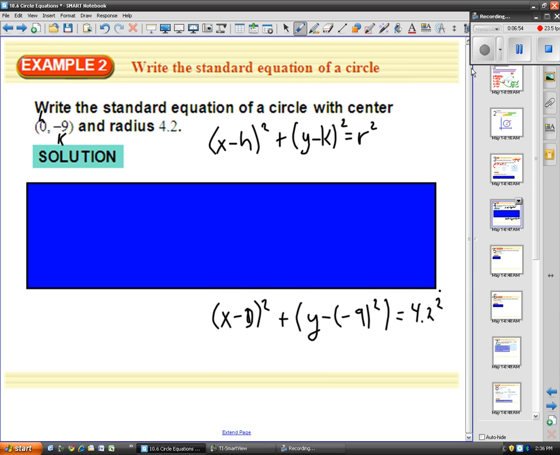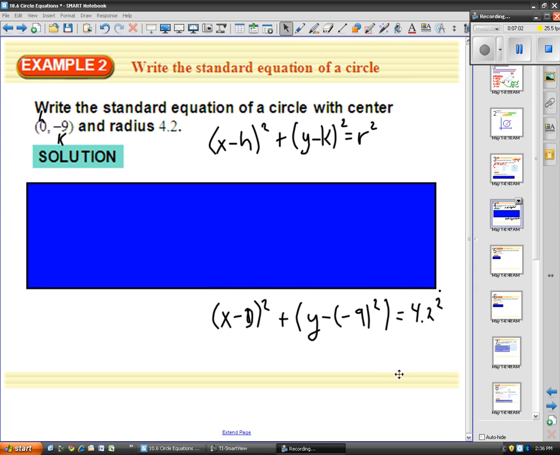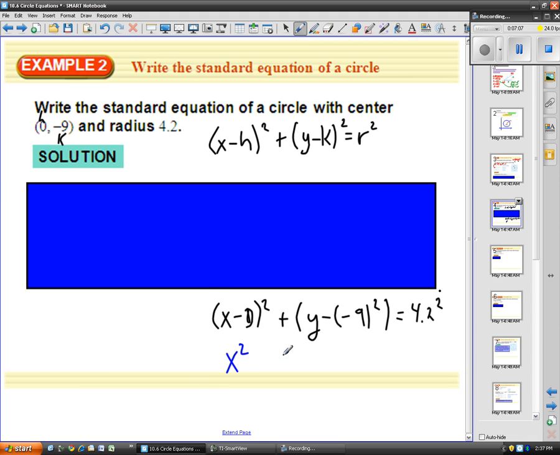So we have our equation of our circle. We just need to simplify it now, and if we simplify it, then we will end up with the actual equation. And so (x - 0) squared is just x squared, and then in the parentheses you've got to remember what it means to subtract a -9. Actually, I'm sorry, I messed up here, that square should be outside the parenthesis. Sorry about that. And so if I am subtracting a -9, I end up with (y + 9) squared, and then that would equal whatever 4.2 squared is.